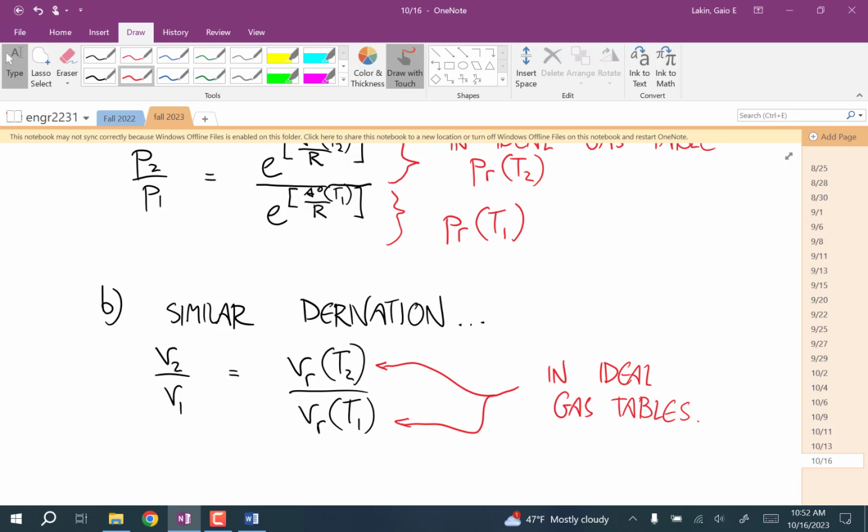So anyways, when we come back a week from today, I'll go through an example of how to use these. But remember that with ideal gases, where the process is isentropic, you can relate your difference in temperatures to difference in pressures or difference in volumes. Okay, that's all.